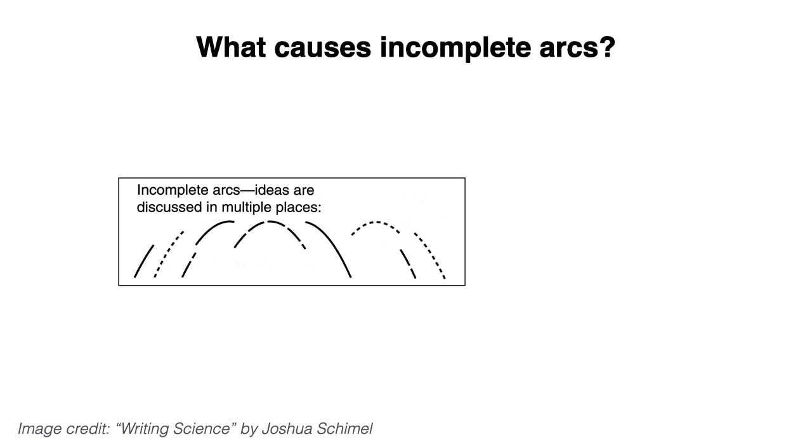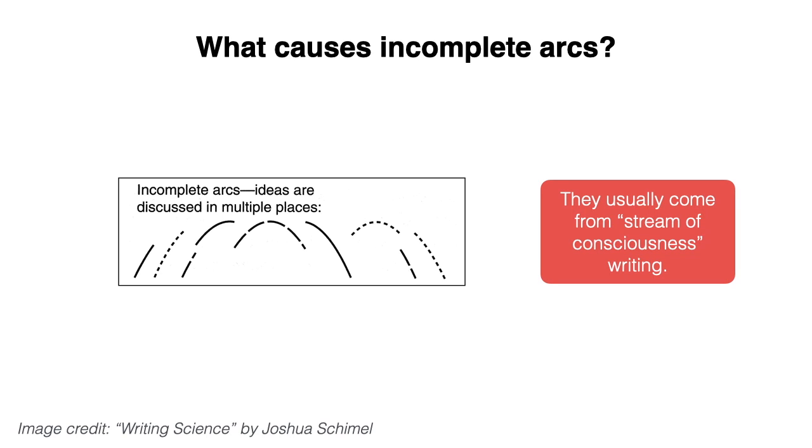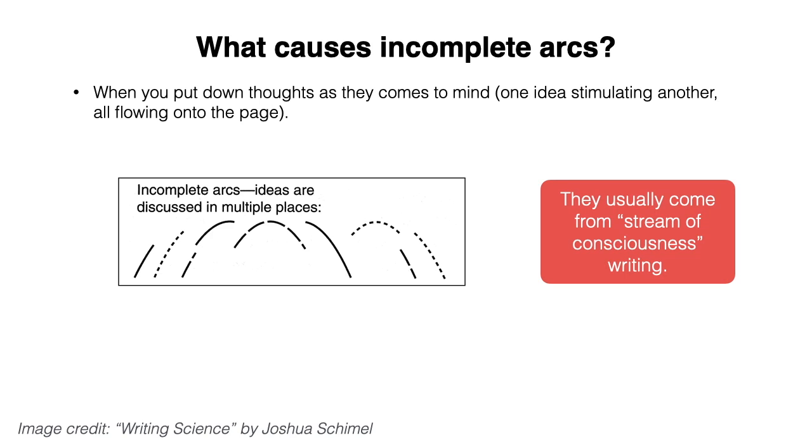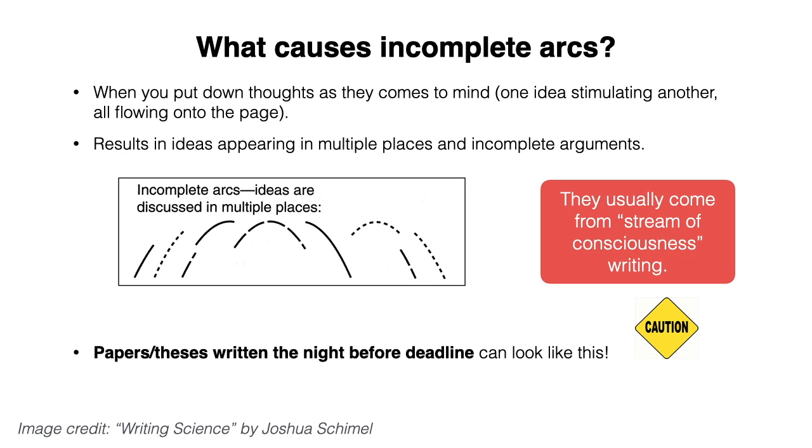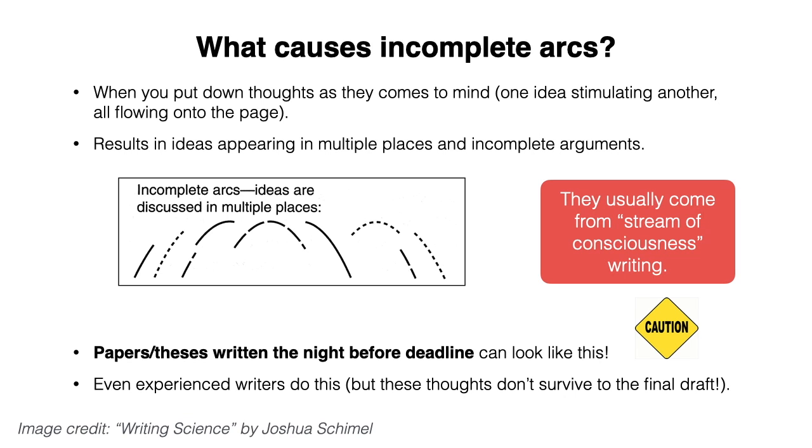So what causes incomplete arcs? They usually come from stream of consciousness writing. In other words, it's when you put down thoughts as they come to mind, one idea stimulating another, all flowing onto the page. This results in ideas appearing in multiple places and incomplete arguments. A word of caution, papers or theses written the night before the deadline can look like this. But even experienced writers do this. The difference is that these thoughts don't survive to the final draft.